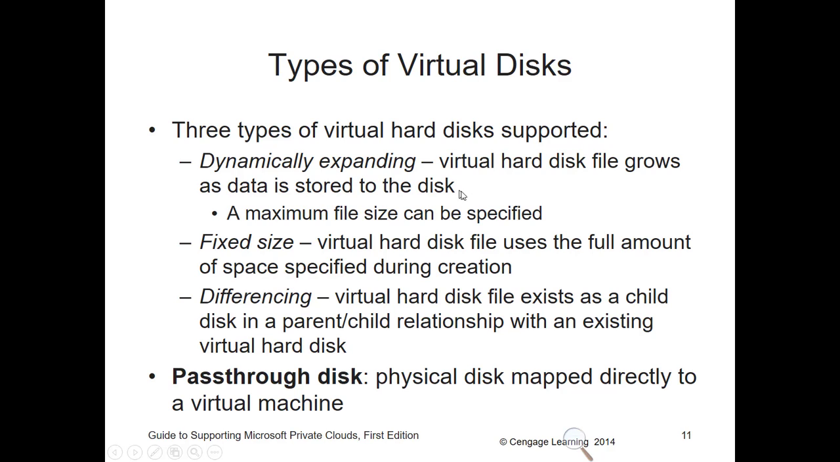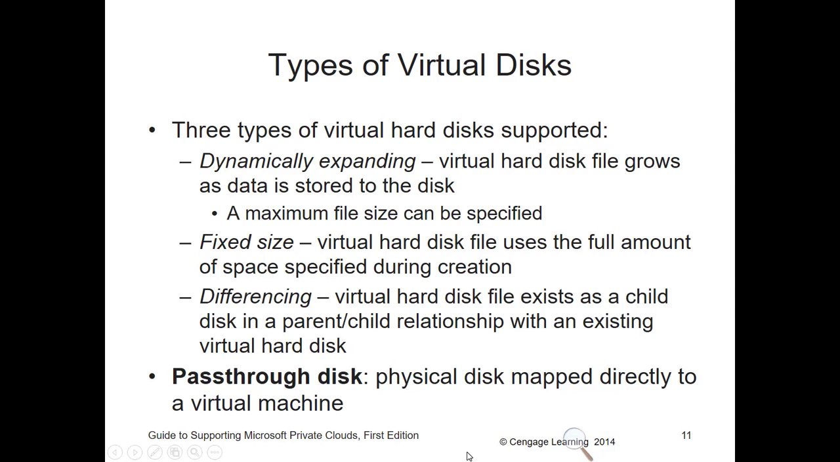So dynamically expanding, of course, is like thin provisioning. Whatever you install, it just occupies that space. We did talk about that before. So fixed size just occupies the disk right away. If you give the size of 100 GB, it occupies 100 GB right away on the disk and doesn't let anyone use that. It zeroes out all the sectors of the disk. So differencing disk and pass-through disk, these are the two things that we haven't done yet. We will be doing that, especially the pass-through disk.